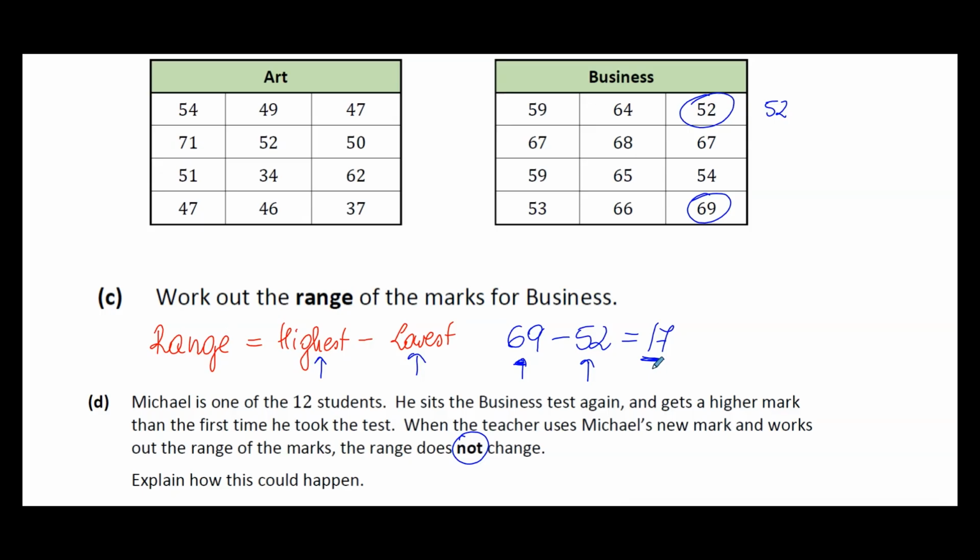Now, taking into consideration that Michael did better, so obviously even if in the first round he got 52, in the second round he must have gotten a higher mark. The only question would be here, if he got more than 69, if he was a student that got 69 and therefore now got a higher mark than 69, that would have changed the range. But anything above 52 and even equal or less to 69, the range will not change.